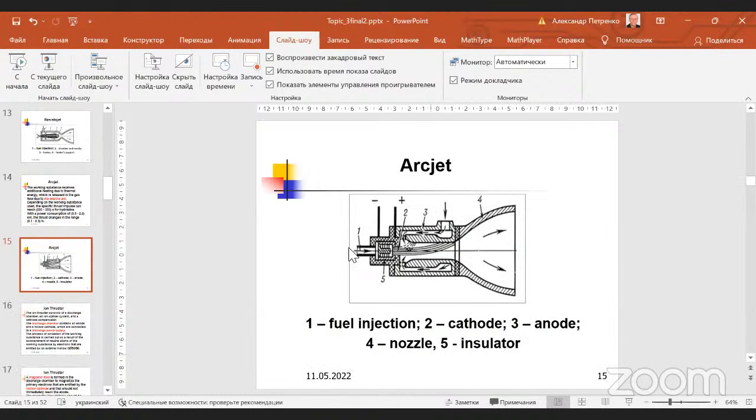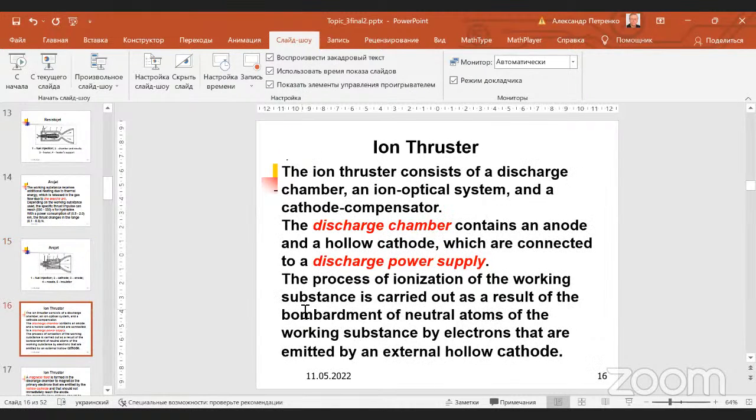And the general arc jet of this thruster is presented here. And here you can see the cathode and anode. Between these electrodes, an outside power supply is applied, and a discharge is realized between anode and cathode. The temperature of the working substance in the arc jet thrusters is higher than that typical of the heater thruster.